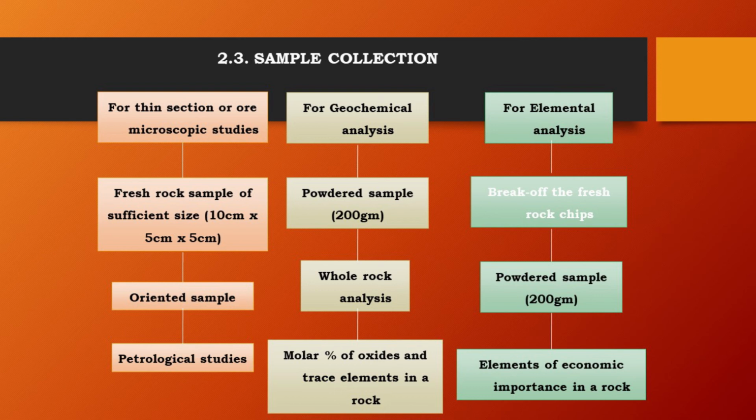For petrological studies or thin section analysis, a fresh oriented rock sample of sufficient size, 10 cm by 5 cm, is enough. For geochemical analysis, a powdered sample of 200 grams is enough to understand the molar percentage of oxides and trace elements in a rock. To understand the elements of economic importance in a rock, random unbiased chip samples are required for about 200 grams of powder.